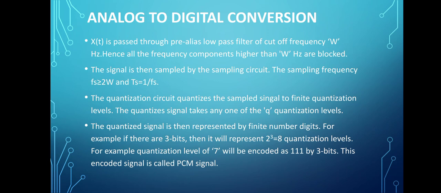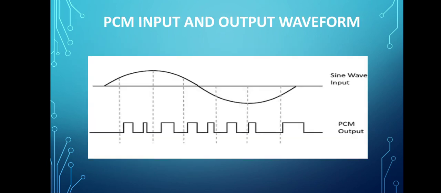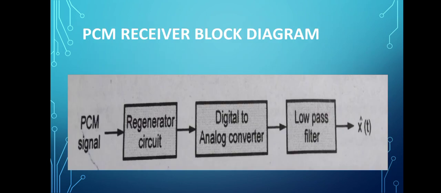The sampled signal is passed through the quantization circuit. Here it quantizes the sampled signal and we get the quantization level. The quantization level is converted into binary digits using the encoder. For example, if we get the quantization level as 7, it is encoded as 111, which is 3 binary digits. The final encoded signal is called PCM signal. This is the input and output for PCM. Input is an analog signal and output is a digital signal.